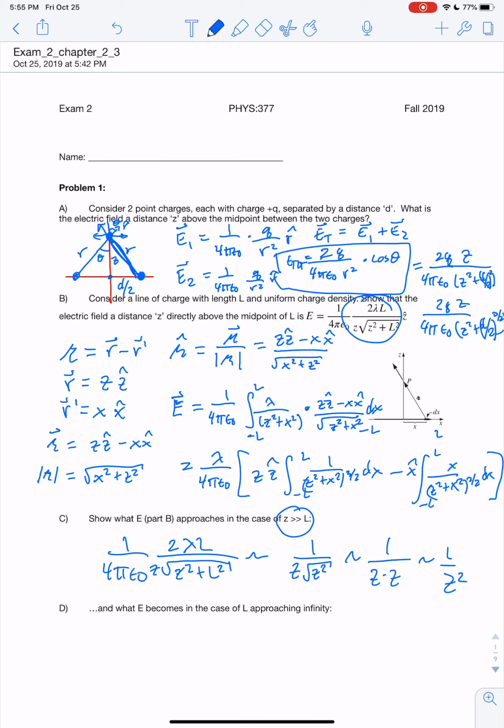When L approaches infinity, and as L gets bigger and bigger, then you have L divided by z times the square root of L squared, which approaches L over z times L, which approaches 1 over z. So that's your difference, which is an infinite line charge: it is just 1 over r, whereas a short distance goes like 1 over r squared.